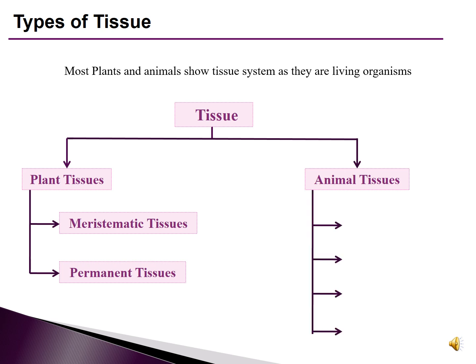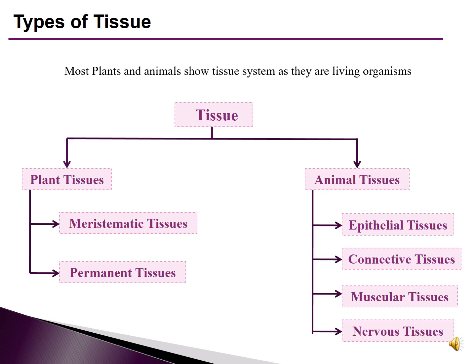Animal tissues can be divided into four types: epithelial tissue, connective tissue, muscular tissue, and nervous tissue. The epithelium is a type of body tissue that forms a covering on all internal and external surfaces of our body. It lines the body cavities and hollow organs.